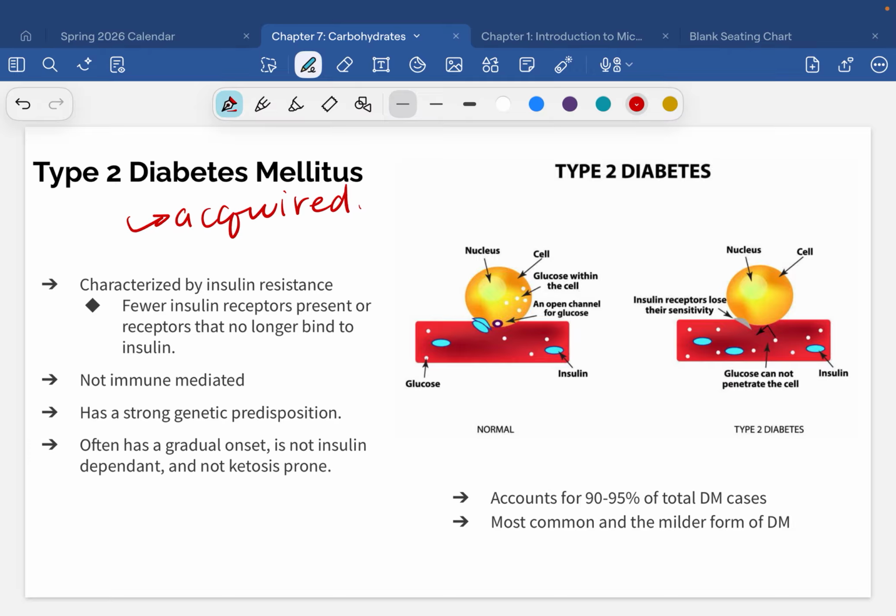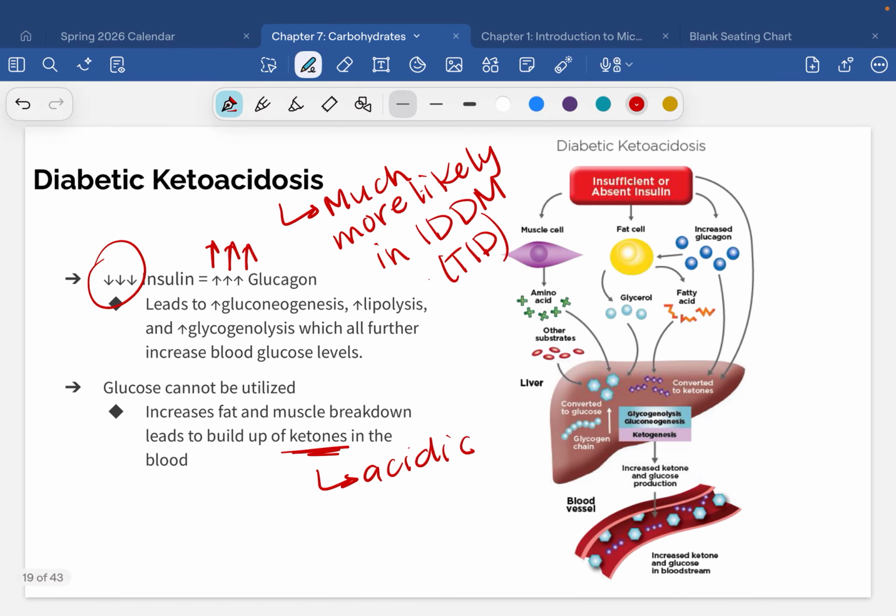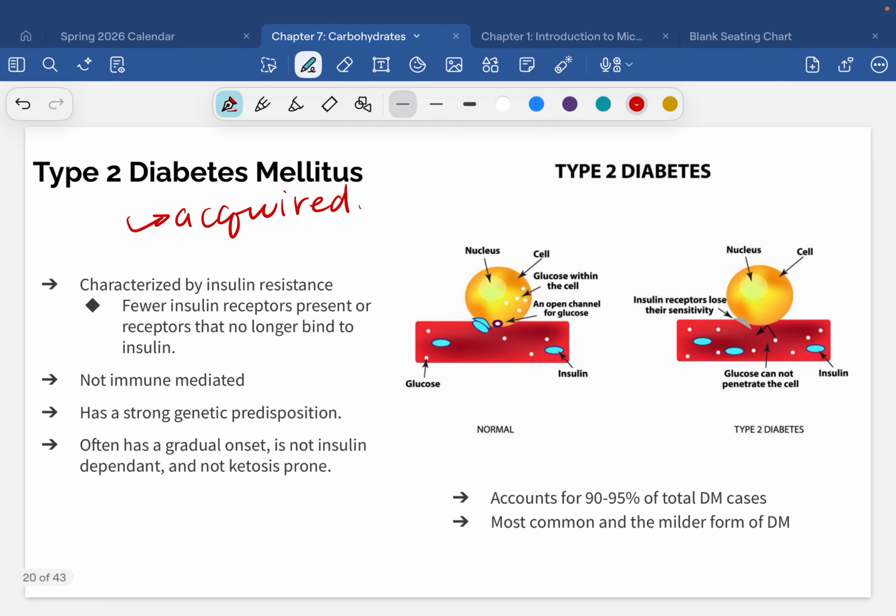That's the difference. And it's not ketosis prone, again, because the ketoacidosis comes from this absolute lack of insulin and the overproduction of glucagon. If you have insulin, like in type 2 diabetes, you're not going to overproduce glucagon because your body has insulin. Okay, so it's not insulin dependent, not typically ketosis prone. Again, there are always exceptions.